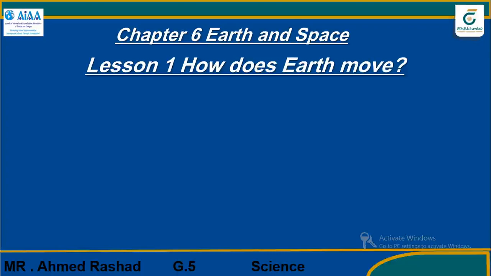Today, inshallah, we're going to start chapter number 6, and this is the end of your book. This chapter is about the Earth and space, and especially about astronomy. Lesson number 1 in this chapter, the title for today, is: how does Earth move? How does the Earth move in space to make the day and night and the seasons on Earth?